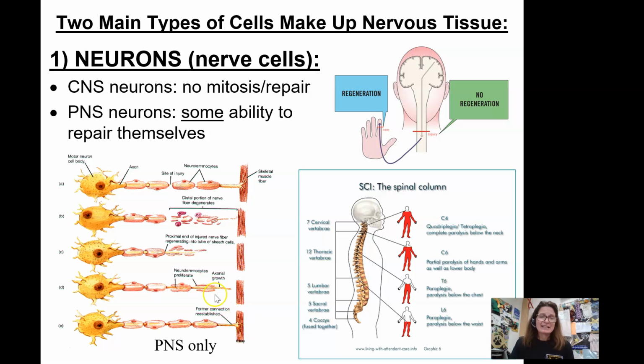So this takes time. It could take weeks, it could take months, but it is possible as long as this main part of the peripheral nervous system neuron is intact. Unlike your brain or your spinal cord, which is why if you have a brain injury or a spinal cord injury, that's a permanent loss of function, as opposed to maybe you cut yourself on your finger, it was deep, you got some stitches, felt weird for a couple of months, but then the sensation came back.